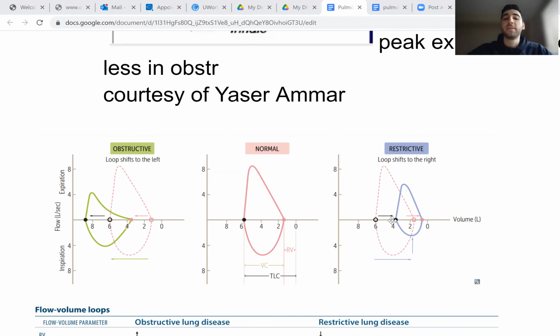In restrictive disease, this peak will peak similarly, but they don't have enough air in their lungs as compared to the normal lung. So although it will peak in a similar pattern, it cannot reach the same 8 liters per second that this normal patient will reach. And you can also see that this relationship between the minimum amount of air in their lungs and the maximum amount of air is shifted to the right, because they can hold less air in their lungs, right?